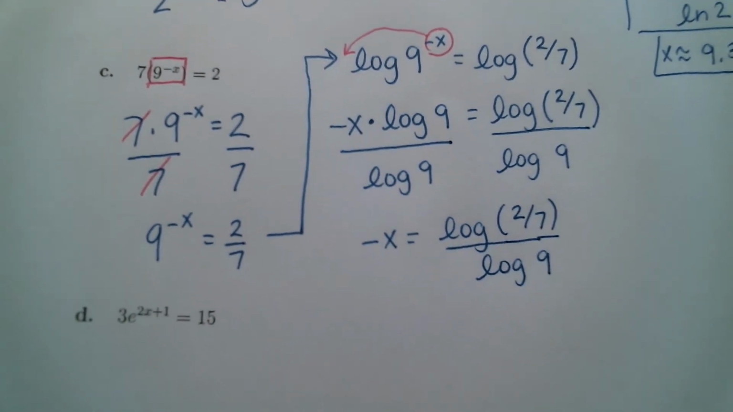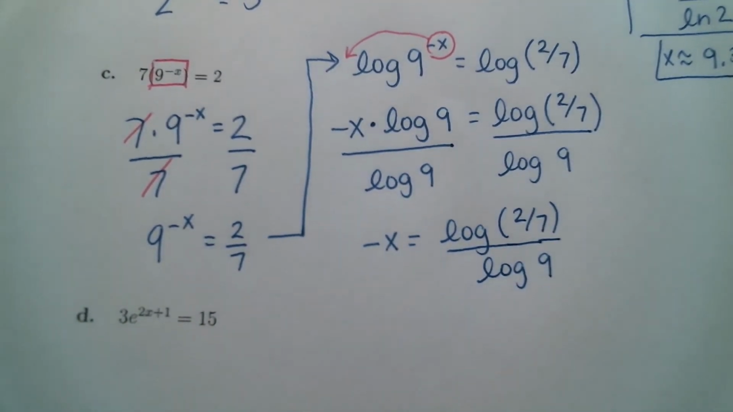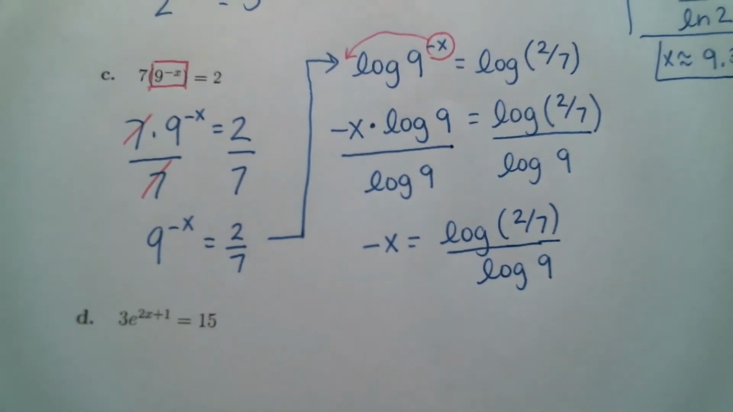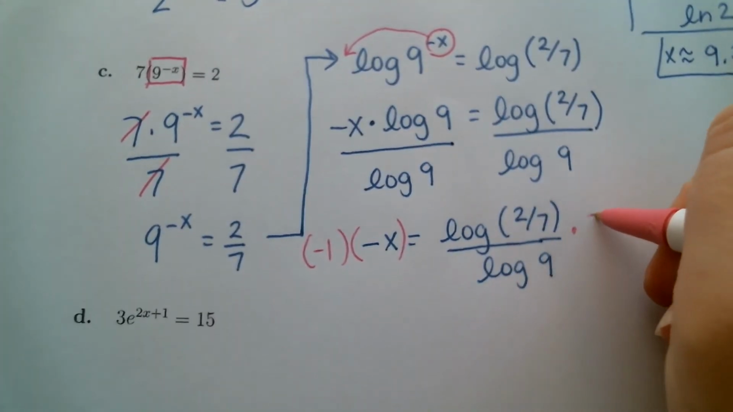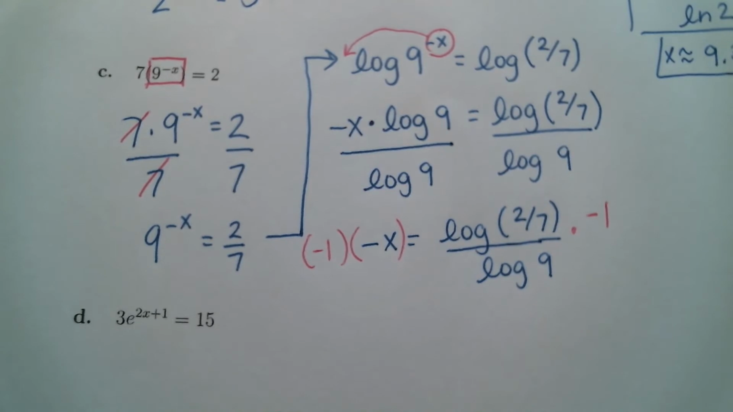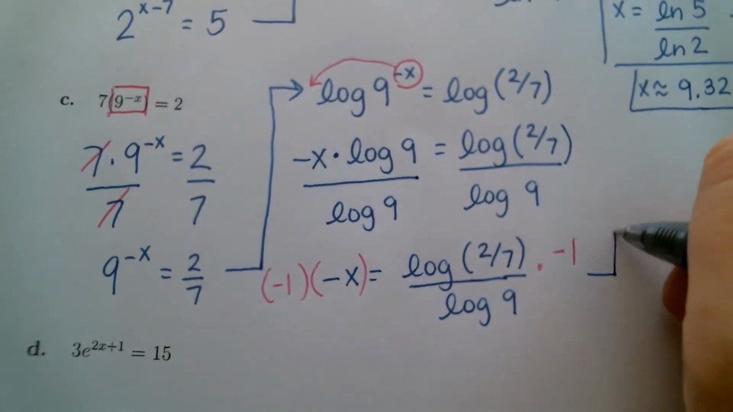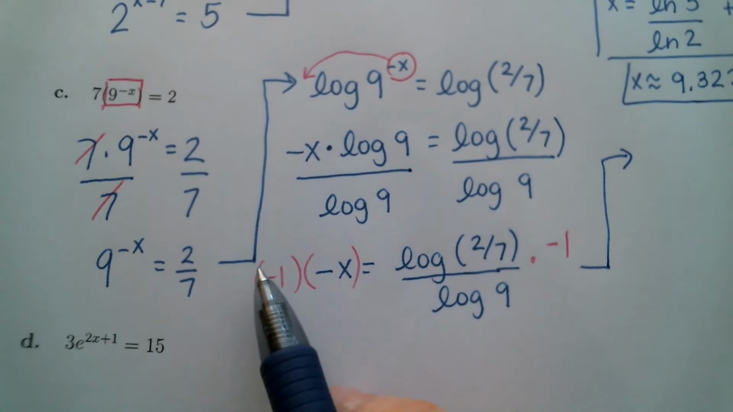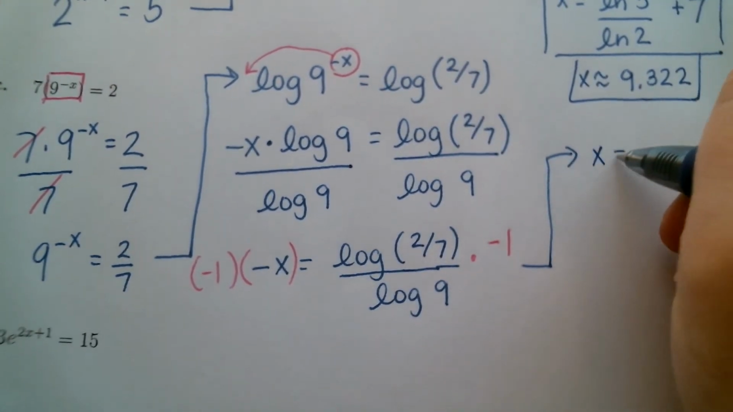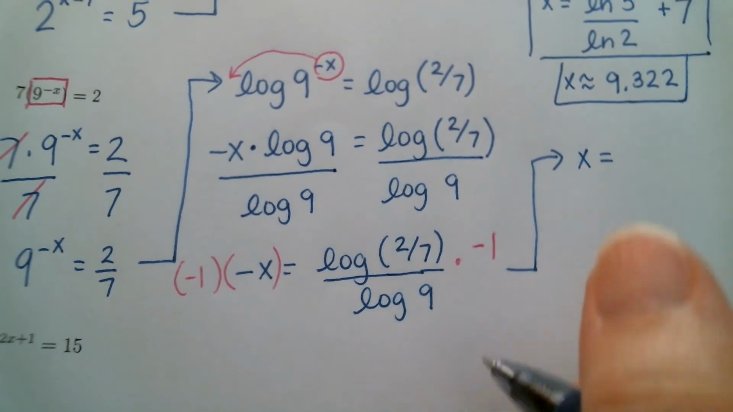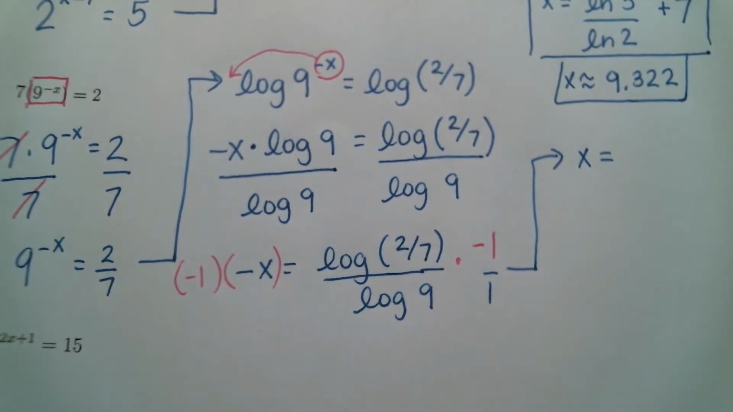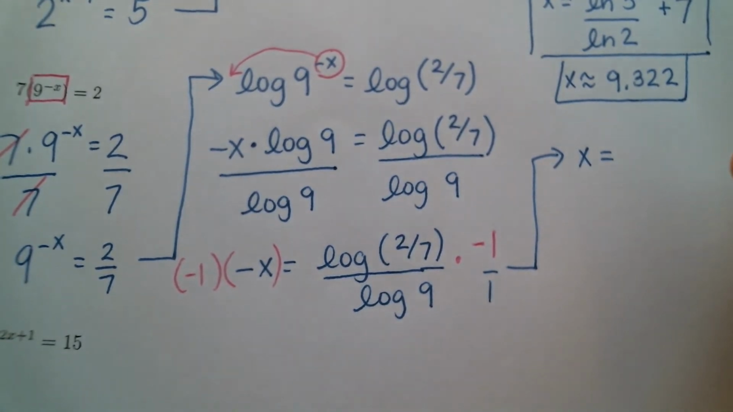Now remember, you want to solve for x, not negative x. So last step is we need to multiply both sides or divide by -1. So our final answer will be, negative times negative will give us positive x. Remember earlier in the semester we talked about how to multiply a fraction by -1. This is going to be over 1. You multiply across the top and across the bottom. You only change the sign of the top or of the bottom, not of both.